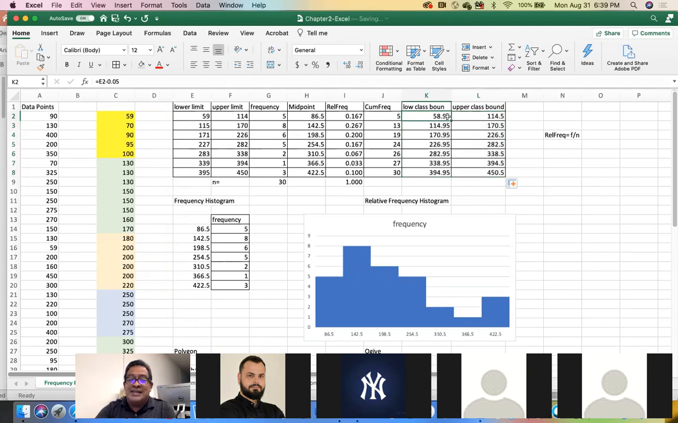In this case, it's kind of overlapping. That's what we are trying to avoid here. But this kind of overlapping, as you can see, 114.5. Oh, it's 0.5.